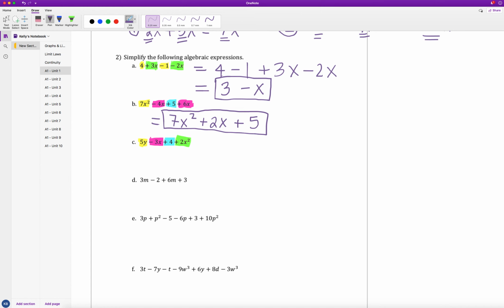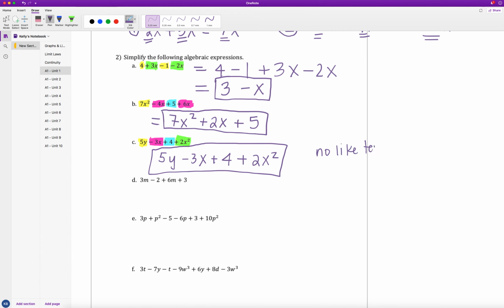So my final answer is actually the problem they gave me. So my final answer will just be the original problem, since I cannot simplify this any further. And that's okay. Sometimes we don't get down to a single numerical answer. We might have a bunch of terms, but this will be our final answer because I have no like terms, which means there's nothing to simplify.